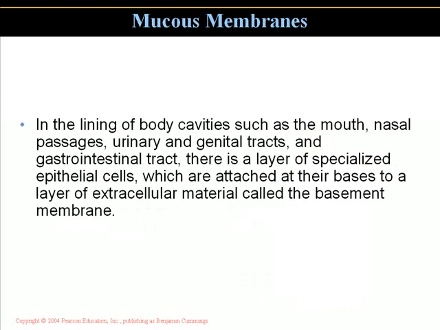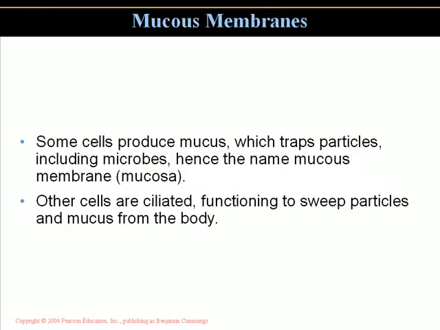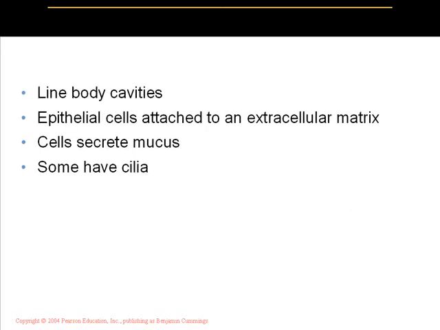In the lining of the body cavities, such as the mouth, nasal passageways, urinary tract, genital tract, and the gastrointestinal tract, there is a layer of specialized epithelial cells which attach at their bases to a layer of extracellular material called the basement membrane. Some cells produce mucus. This mucus traps particles including microbes, hence the name mucous membrane. We discussed this when we talked about the non-specific host defenses in earlier chapters. Other cells are ciliated, and they function to sweep particles in the mucus around the body. Again, this was discussed when we talked about the mucociliary lining of the respiratory tract.